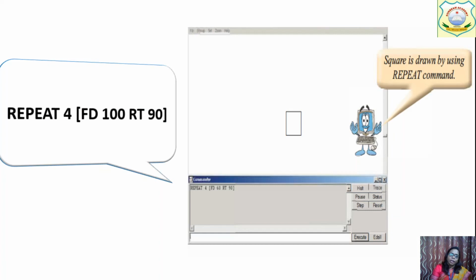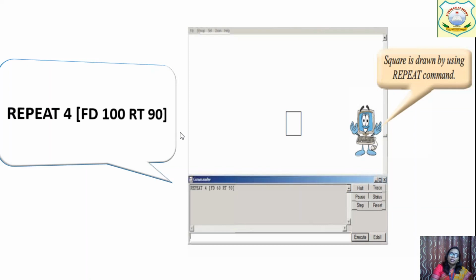Which command? FD100 RT90, FD100 RT90. FD to move 100 steps in forward direction, then right turn, then again move 100 steps in forward direction, right turn, again in forward direction, right turn, and then again forward direction and right turn. These are the commands that we have to write to draw the square. But using the repeat command we can avoid the repetition of commands.